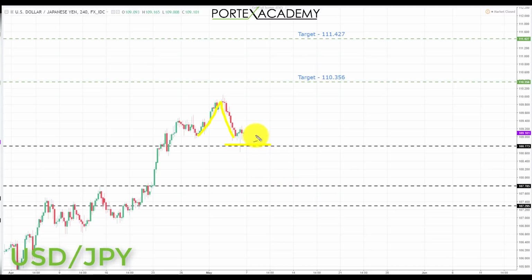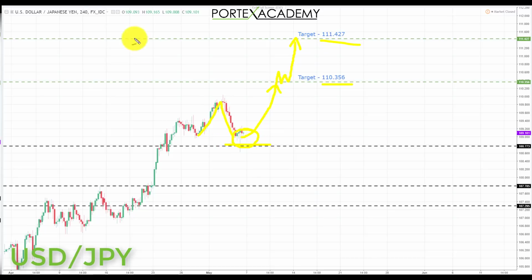So very simply put, going into next week, this is a great place again to start to look for bullish formations and patterns up towards the target from last week and the next key area of resistance to the upside at the 110.356. And if we can get a break through here, of course, we'll be looking up towards target 2 and the next key area of resistance to the upside at the 111.427.